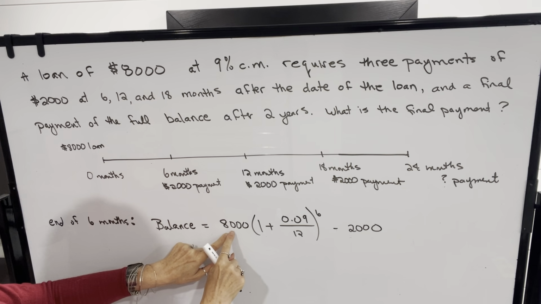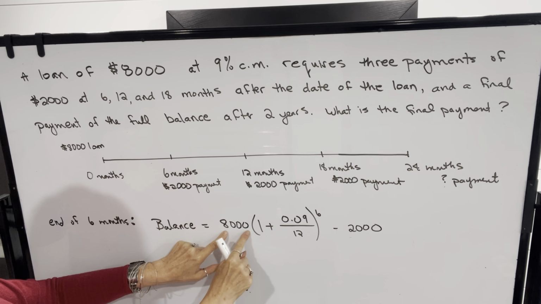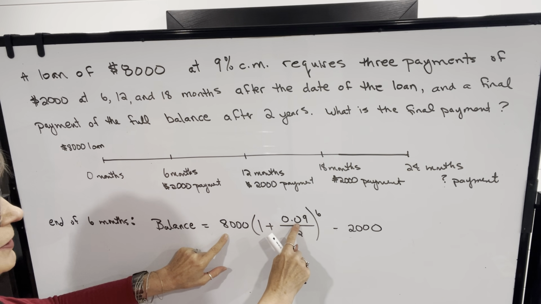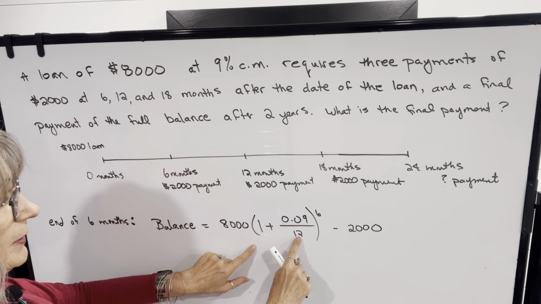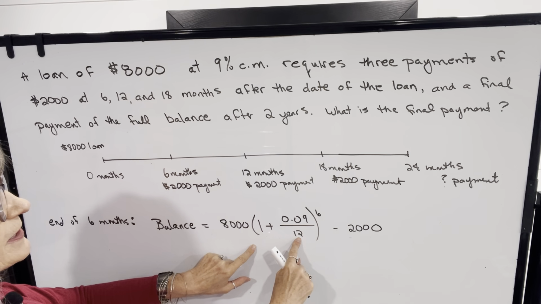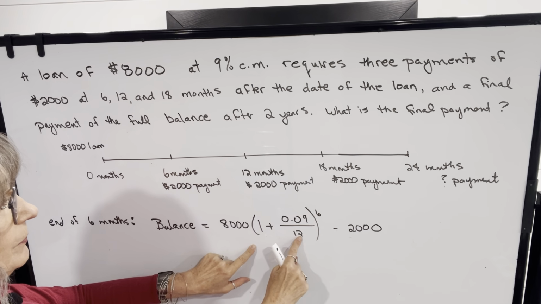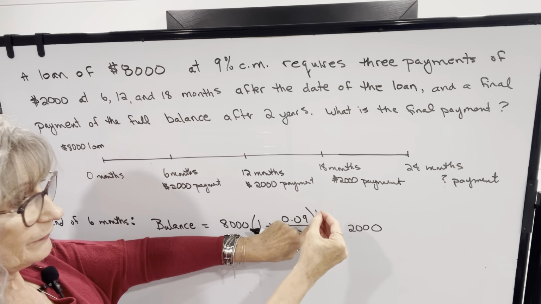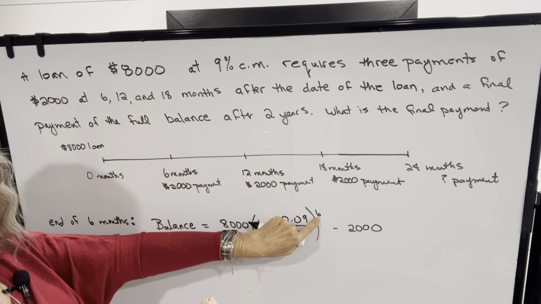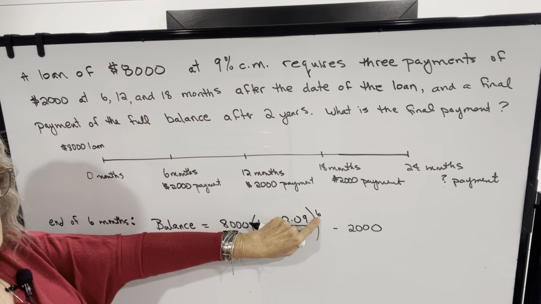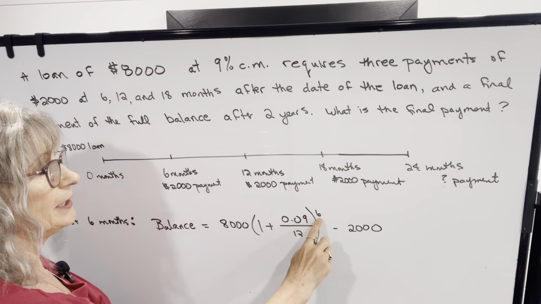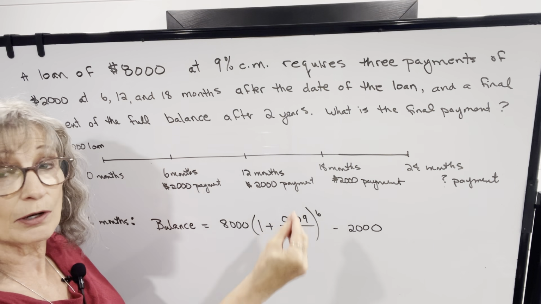So if we put it into our formula, principal or present value will be $8,000 times 1 plus our annual interest rate of 0.09 divided by the number of compound periods per year. If it's monthly, then that will be 12. And we're going to raise that to the power of 6 months. We could think of it as half of a year times 12 payments, so half times 12 is 6, or just realize that because it's compounded monthly, in 6 months there will be 6 compound periods.